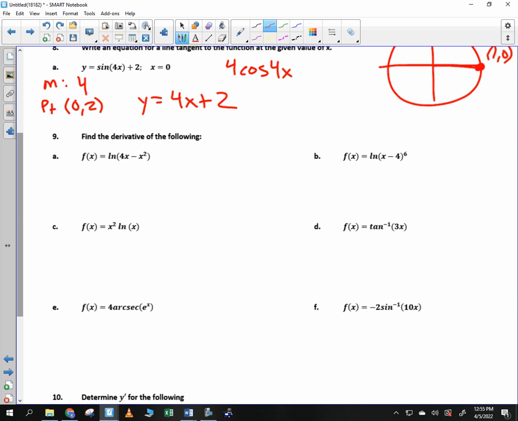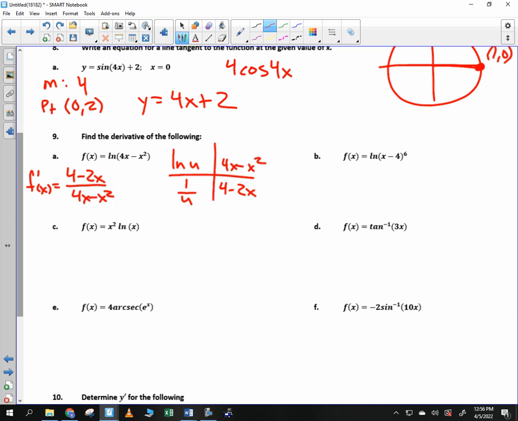More derivatives. How do I do this one? Chain rule. What's the outside? Natural log of u. What's the inside? What is the derivative of 4x minus x squared? What is the derivative of natural log of u? 1 over u. So what goes in the top? What goes in the bottom? Good. Excellent. You're done. Letter B.